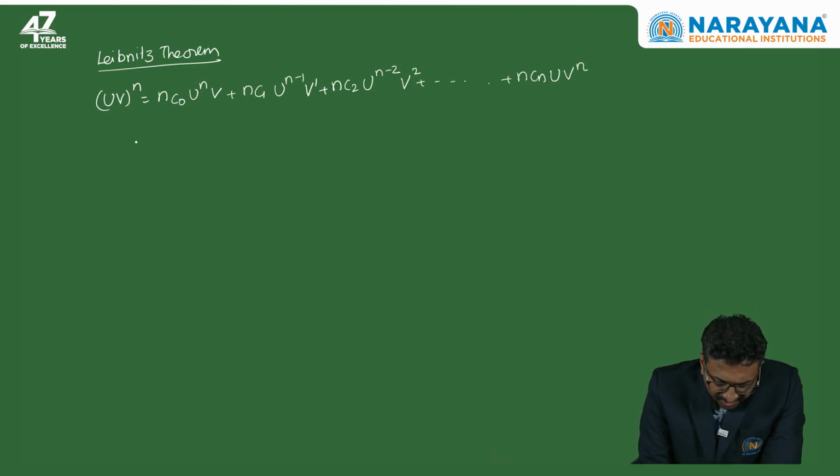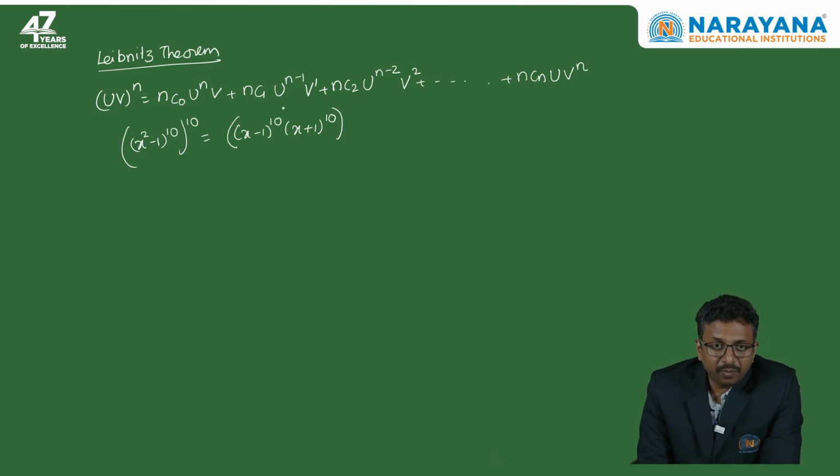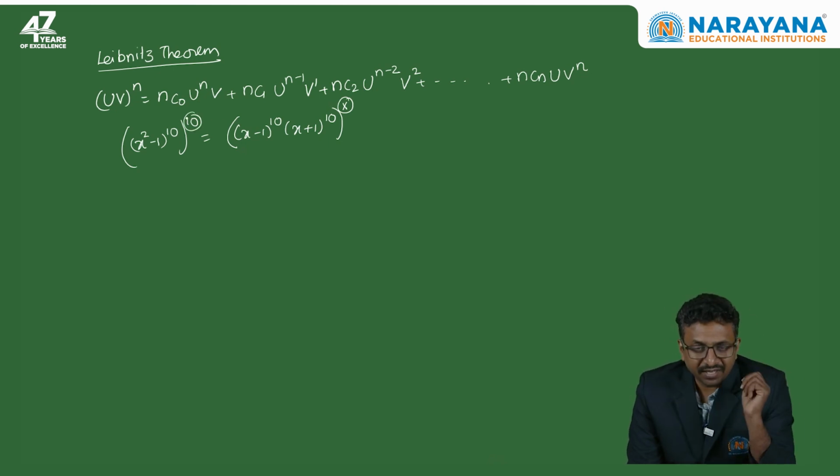So here we are trying to differentiate (x square minus 1) whole power 10. I want the 10th derivative of this. So this can be written as (x minus 1) whole power 10 into (x plus 1) whole power 10. So (x square minus 1) whole power 10 can be written as (x minus 1) whole power 10 into (x plus 1) whole power 10, and I want the 10th derivative. So this 10 is not power, it represents the 10th derivative.